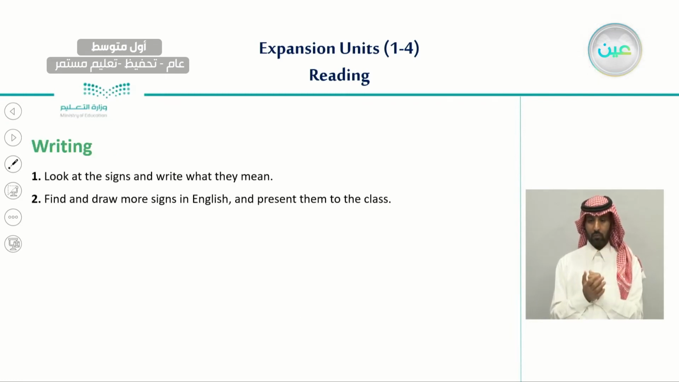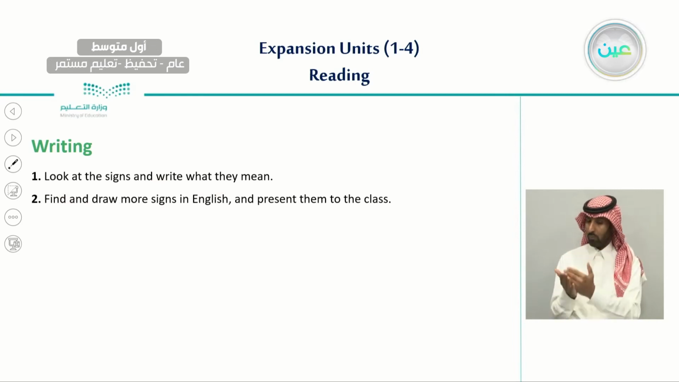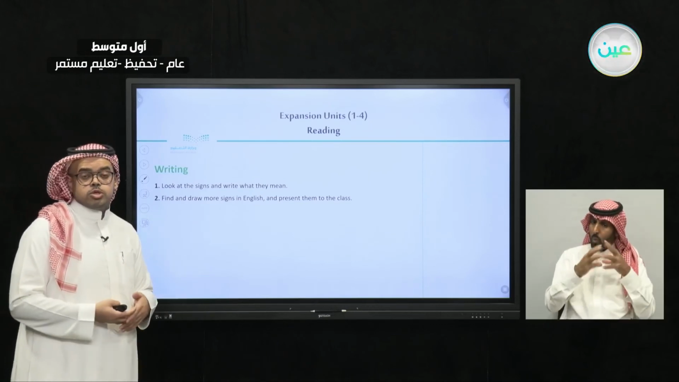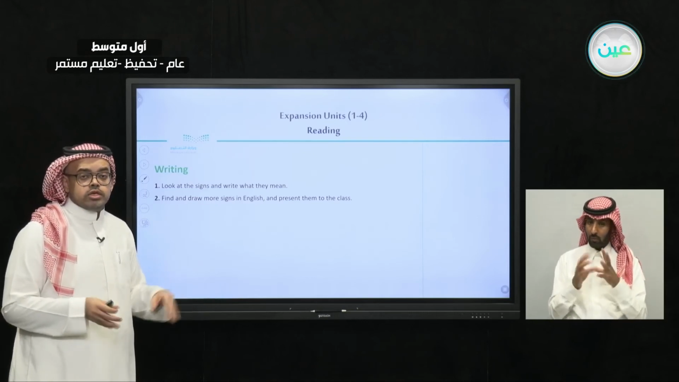Now, the last exercise we have here is writing. I would like you to look at the signs and write what each sign means. And when you do, I would like you to find and draw more of these signs in English and present them to your class. So here I'm going to show you a couple of signs, and by looking at the signs, let's agree what each sign means, and you can write down the meaning of each sign.